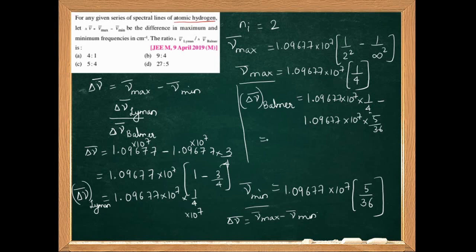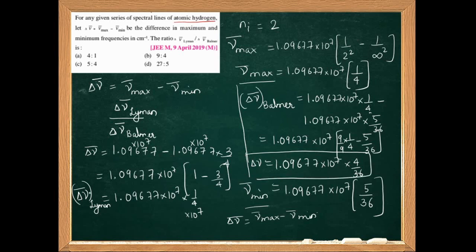Okay, so this will give me what? I'll take 1.09677 into 10 to the power 7 common. I will have 1 upon 4 minus 5 upon 36. So I'll have to multiply this by 9 upon 9. So this becomes 36 denominator. So this will be 9 minus 5 upon 36, which will give us 4 upon 36. So the subtraction will give us 1.09677 into 10 to the power 7 into 4 upon 36. So this is our delta nu for Balmer.